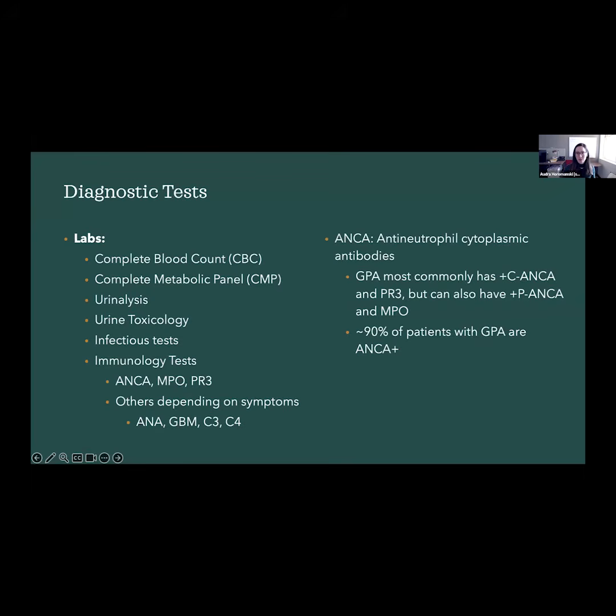The C-ANCA pattern, or cytoplasmic ANCA pattern, is more commonly associated with GPA. Similarly, the PR3, also called proteinase 3 antibody, is more commonly associated with GPA. But some patients can also have the p-ANCA or perinuclear ANCA pattern or the positive MPO antibody. About 90% of patients with GPA have some sort of ANCA positivity, and that could be the C-ANCA, p-ANCA, MPO, or PR3. So only about 10% of patients are ANCA negative. Being ANCA negative doesn't rule out the disease entirely, but it does make it somewhat less likely.